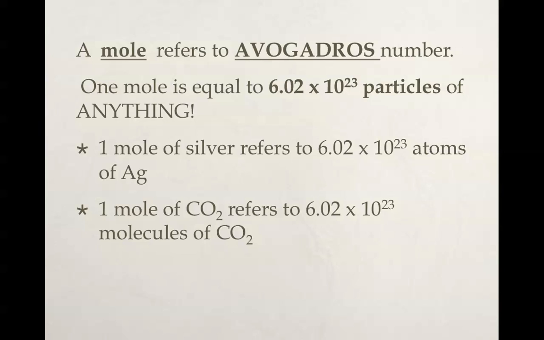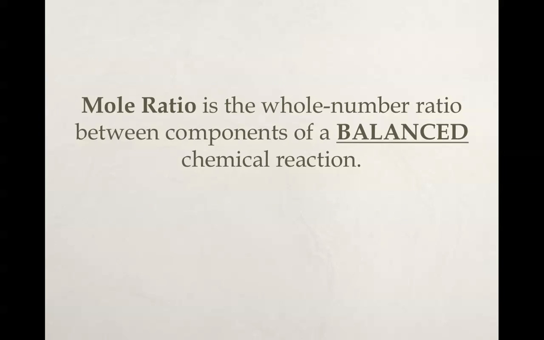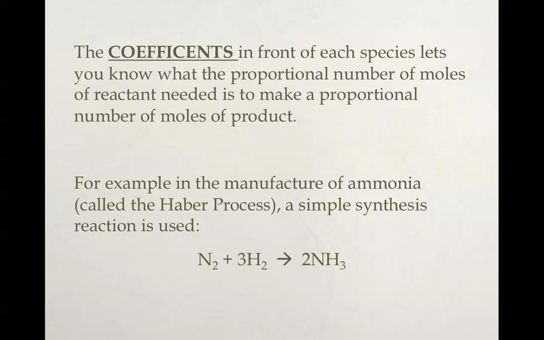So again, 1 mole is a unit. We're representing a huge amount of atoms. But right now we're just going to focus on the moles, and we'll get into the 6.02 times 10 to the 23rd tomorrow. So the mole ratio is a whole number ratio between components of a balanced chemical reaction. The coefficients in front of each species let you know how the reactants and products are proportional in terms of their number of moles.